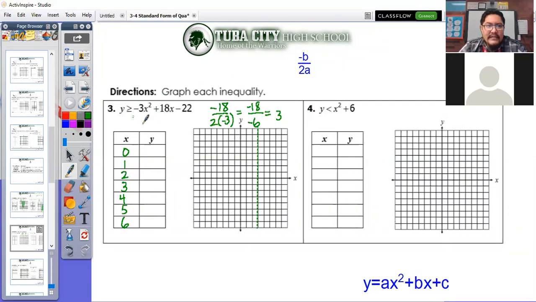Take our equation here, and we're going to substitute in all of these numbers. So negative 3x squared. Leave a little bit more space because I'm going to have to put numbers in there. Plus 18x, put a parenthesis where x should be, minus 22.